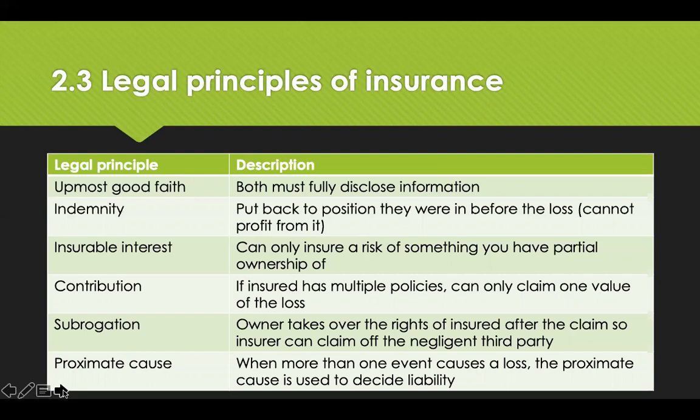And subrogation is where insurers take over the rights of the insured after the claim, so the insurer can claim off the negligent third party. And proximate cause is where more than one event caused a loss. A proximate cause is used to decide the liability.